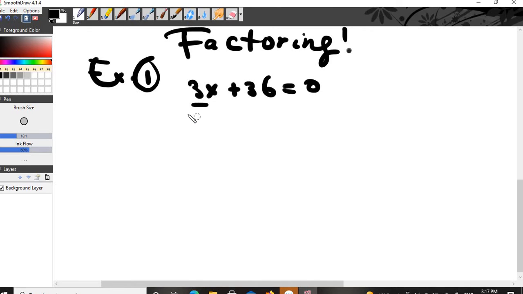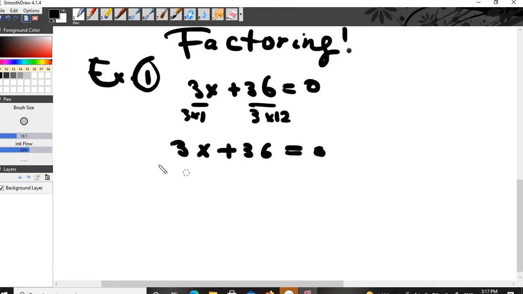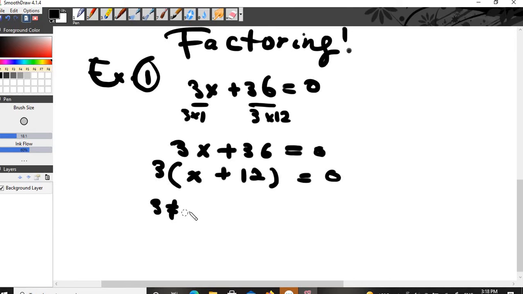So this one is 3 times 1, and then 36 we can write in terms of 3 times 12. So we factor out the 3. So 3x plus 36 equals 0. They share 3, we factor out, so 3x divided by 3 is x, plus then 36 divided by 3 is 12, close the bracket, equals 0. So 3 cannot be equal to 0 anyway.